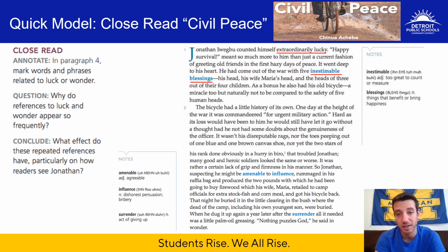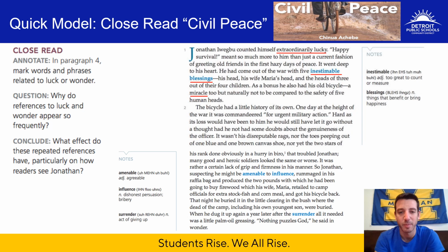So I underlined inestimable blessings because, as you can see, he feels really blessed that the majority of his family survived the war. And to me, that's a reference to luck or even wonder, like, how did he get so lucky. Let's keep going. "As a bonus, he also had his old bicycle, a miracle too, but naturally not to be compared to the safety of 5 human heads." So I underlined miracle. Oftentimes people wonder how miracles happen, and they feel incredibly lucky that a miracle happened to them. So I think that word is intentional, and it connects to the idea of luck or wonder, and I'm going to underline it.